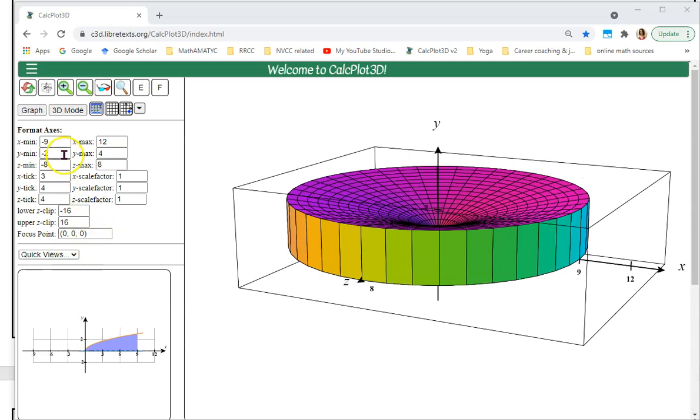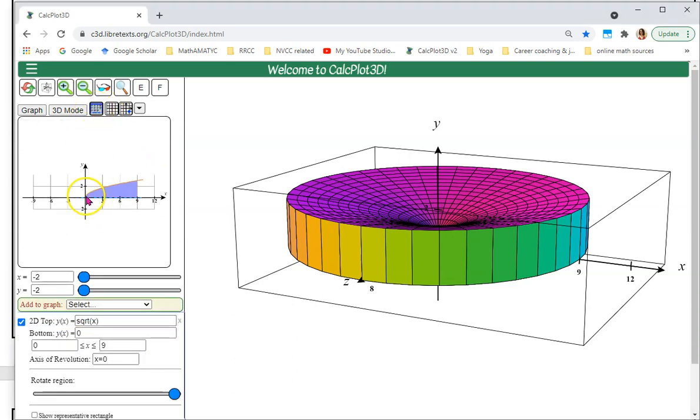In Calc Plot 3D, I set my interval for x to be between -9 and 12 with tick marks every 3 so that I could see that it was going out to the value of 9. I also set my y values to go from -2 to 4, since I knew that an x value of 9 would correspond to a y value of 3, and an x value of 0 would correspond to a y value of 0. Now let's take a look down here by closing up that screen there. You can see that this is the shape that is being revolved, and it's being revolved around the y-axis.